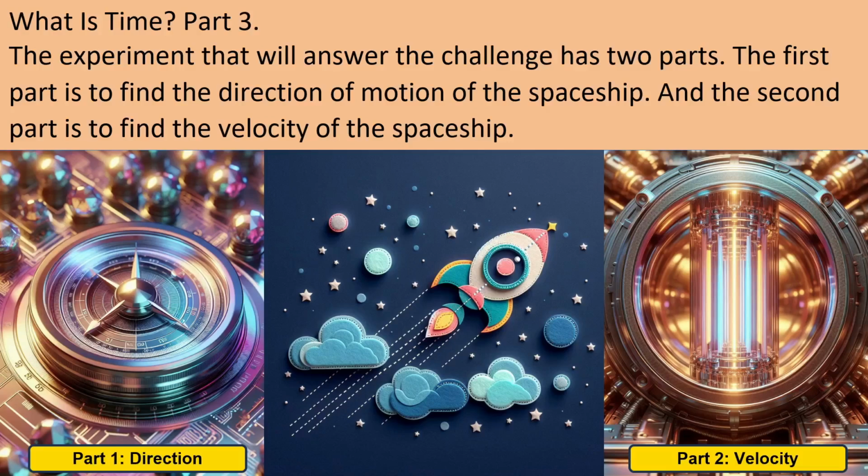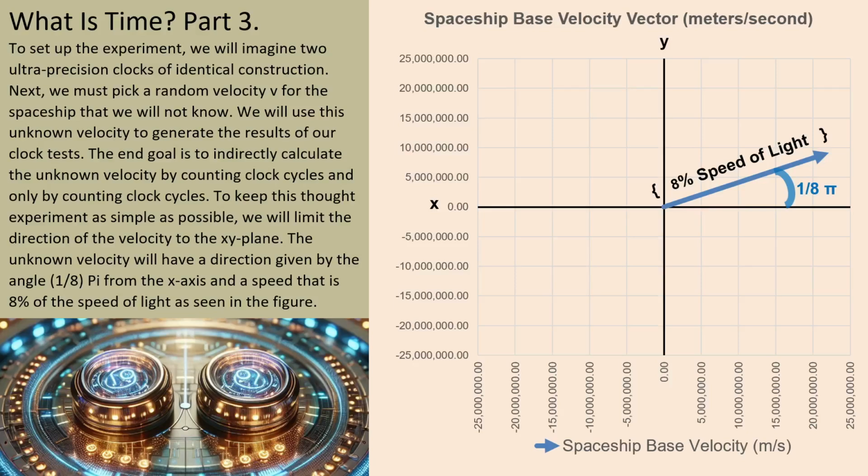The experiment that will answer the challenge has two parts. The first part is to find the direction of motion of the spaceship, and the second part is to find the velocity of the spaceship. To set up the experiment, we will imagine two ultra-precision clocks of identical construction.